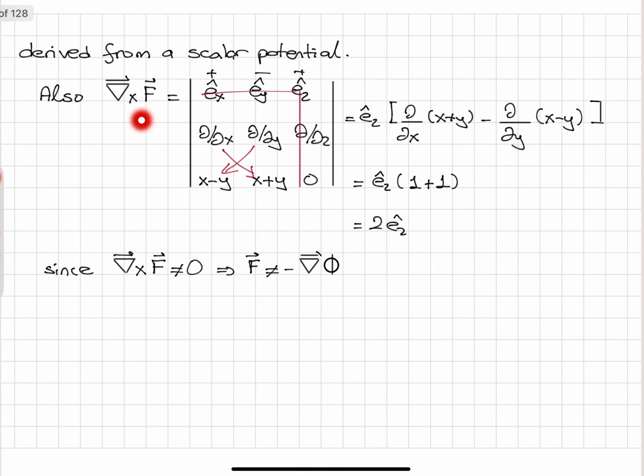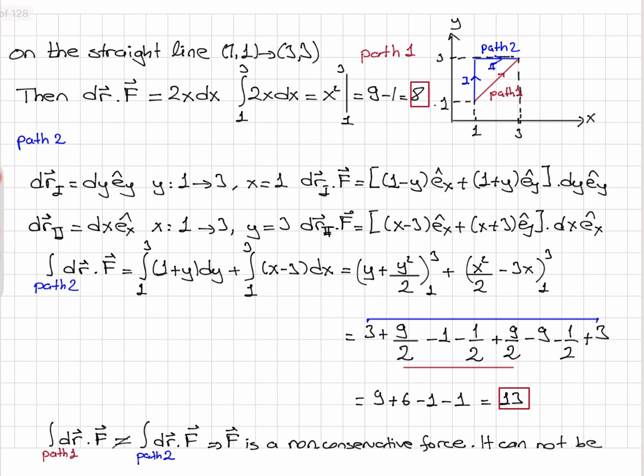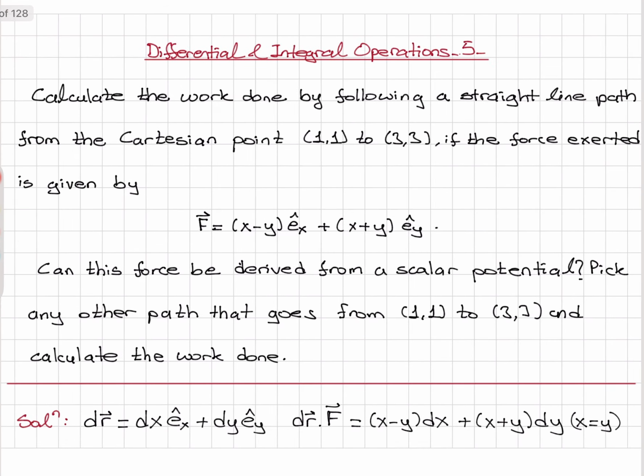Checking the curl of F and finding that it is non-zero also implies that the force F cannot be written as the minus gradient of a scalar function, because curl of a gradient is 0, as we have shown in the previous problem. And so basically we find that there are two ways of showing that a force is non-conservative: by showing two paths on which we find the work done being different, and also checking the curl of F and finding that it is non-zero.